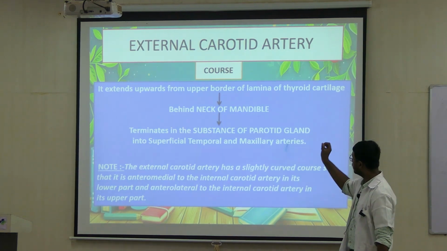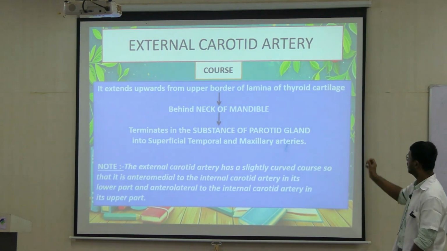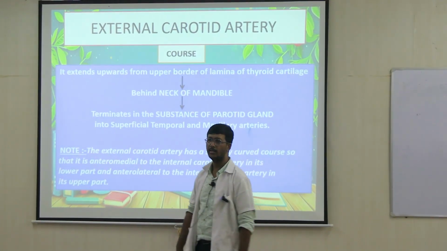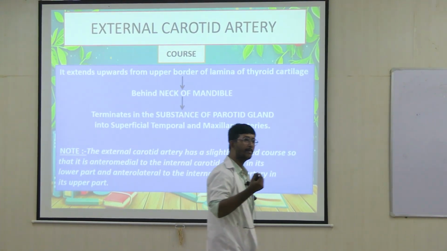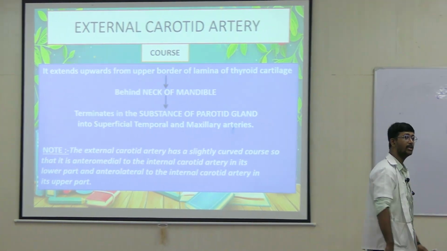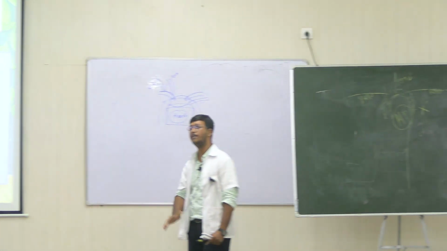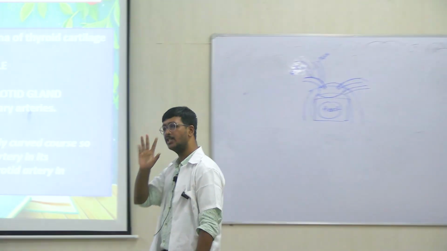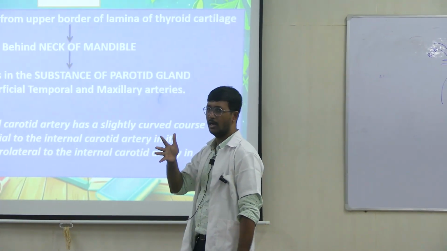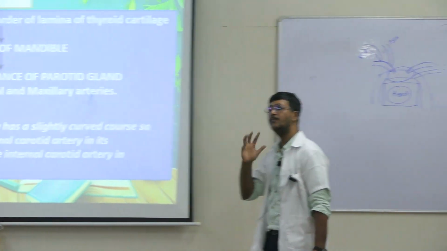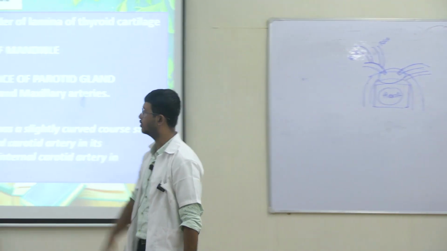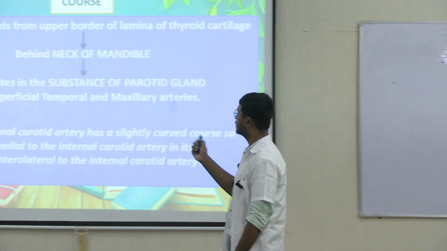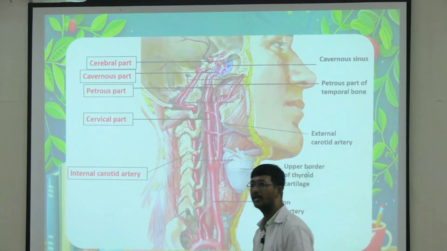So from the upper border of the lamina of the thyroid cartilage, it ascends upwards and goes behind the neck of the mandible. Mandible has been covered, right? So behind the neck of the mandible, it goes upwards and terminates in the substance of the parotid gland. So here is your parotid gland. In the substance, that is the flesh of the parotid gland, this artery terminates. And finally from the surface of the parotid gland, it comes out as your superficial temporal and your maxillary artery.